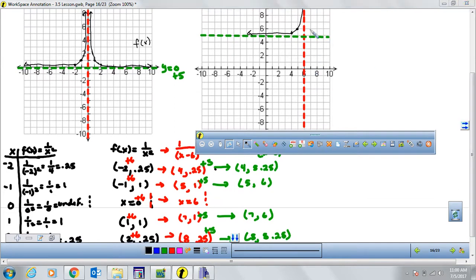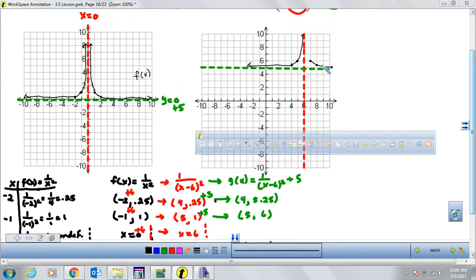So 7, 6 is going to be right here, and the last one is 8, 5.25, which is here. So once again, when the graph approaches this horizontal asymptote, it slants horizontally to the right, getting closer to it, but it never touches this line. And when the graph approaches the vertical asymptote, it keeps getting closer and closer to it, but it never touches the asymptote. So this is my graph of g of x.